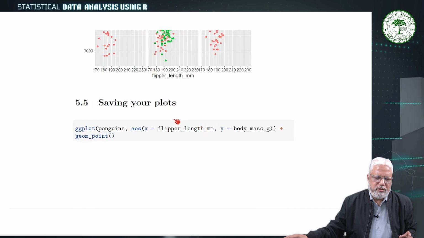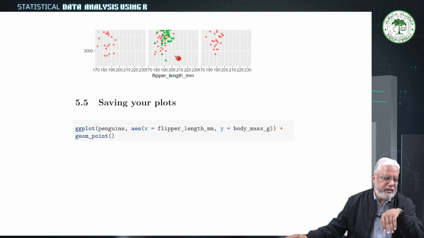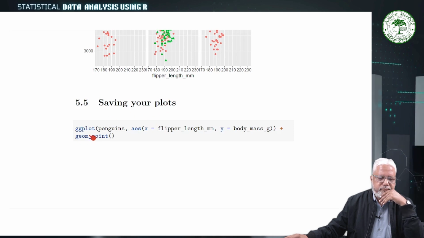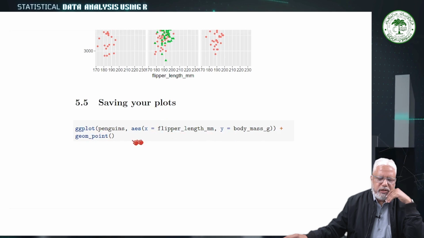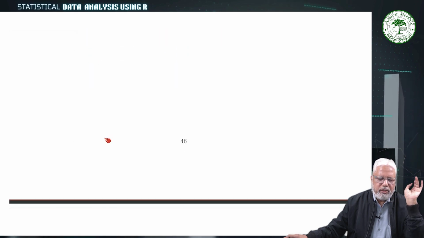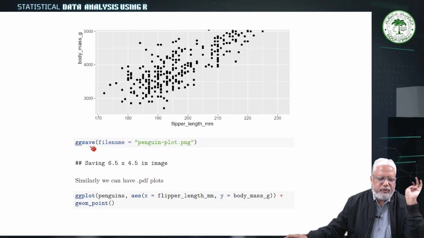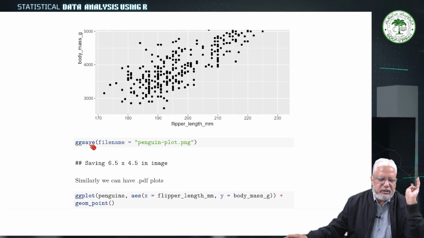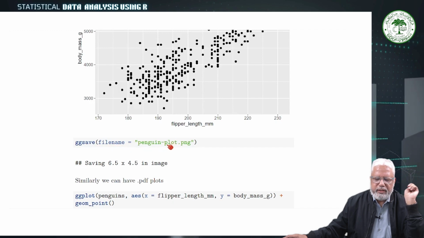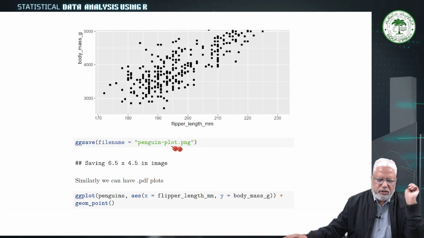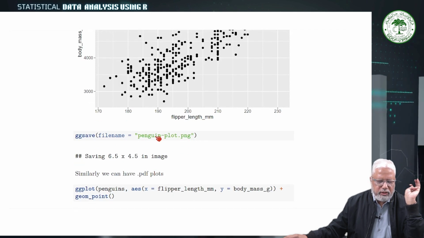Saving your plots. See, we can save all these plots in a PDF file. ggplot penguins AES x is equal to flipper length. Say we have made this plot. Now we can save this. The function is ggsave. ggsave filename is equal to penguin_plot.png. So it will save this plot, and we can look into this plot.